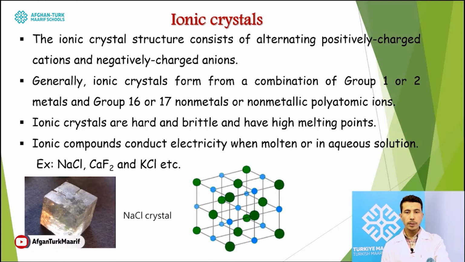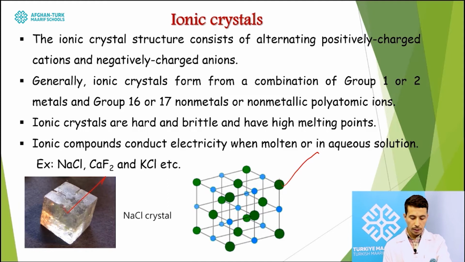You can see a sodium chloride crystal over here. This is a sodium chloride cube, and you can see these are the crystals in the shape of the geometry of the sodium chloride lattice. This is sodium and the green one is chlorine, and they are located alternately, like negative charge, positive charge, negative charge, something like this. This was the ionic crystal.